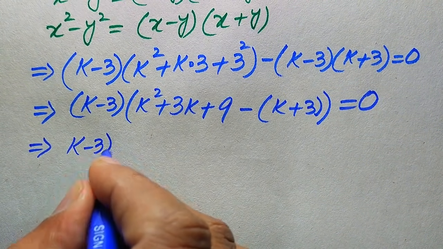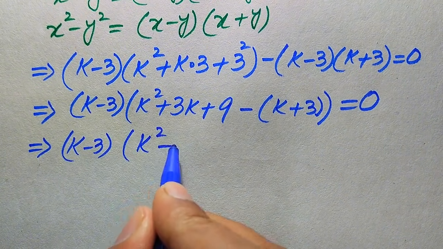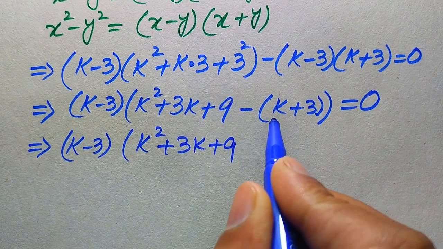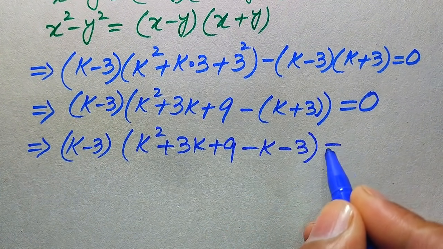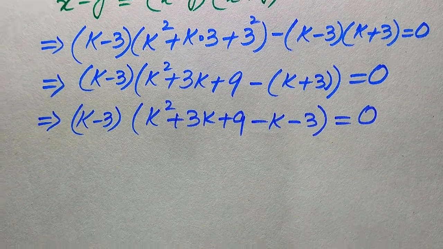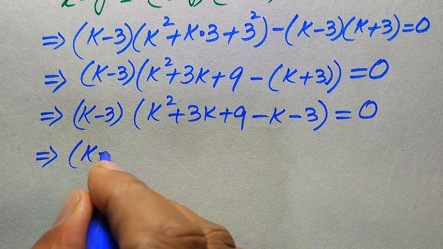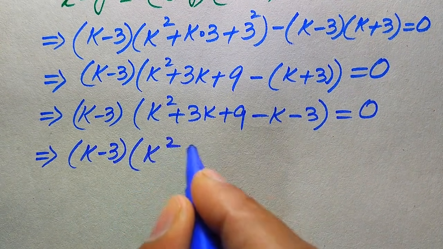So we have k minus 3 times k squared plus 3k plus 9. We multiply this negative sign on both of these two values, and it becomes minus k minus 3, and this whole equation is equal to 0. And in the next step we need more simplifications, and it will be written as k minus 3 times k squared.